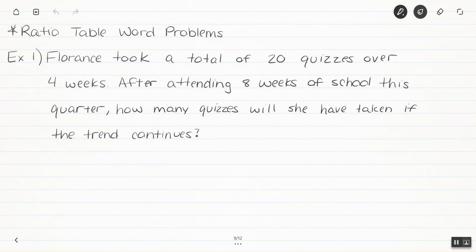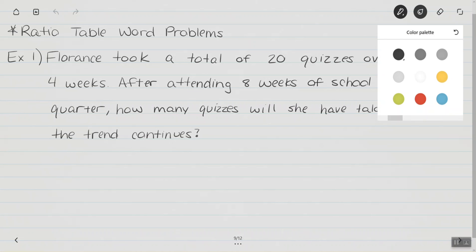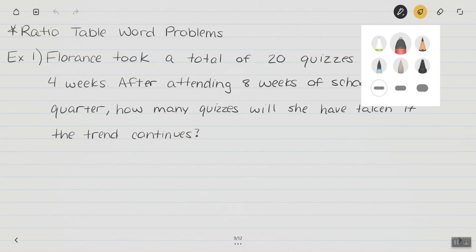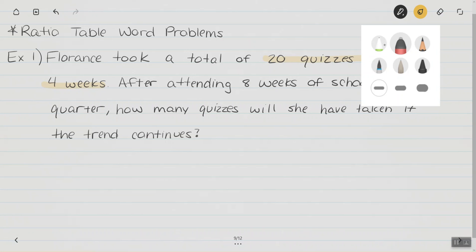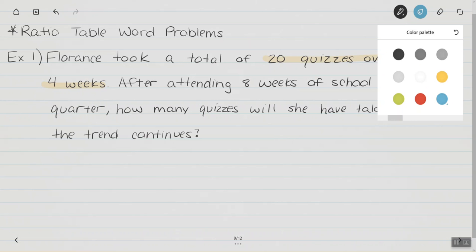So if we look at the first example, it says Florence took a total of 20 quizzes over 4 weeks. After attending 8 weeks of school this quarter, how many quizzes will she have taken if the trend continues? So what we're looking at is a ratio table in the form of a word problem. And we're going to highlight some of the information because we need to start with a ratio. And the ratio that they're giving us, it says Florence took a total of 20 quizzes over 4 weeks. So that's the ratio that they're giving us. So I'm actually going to write that down and start making my table.